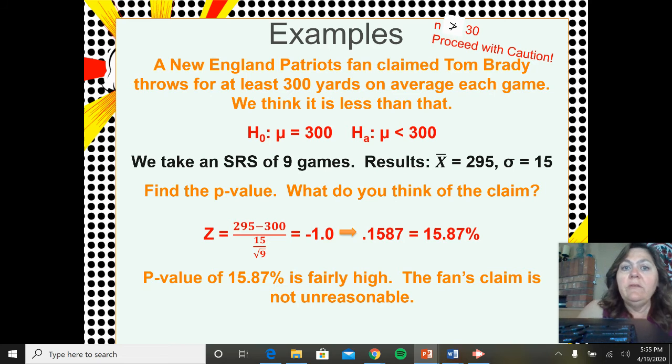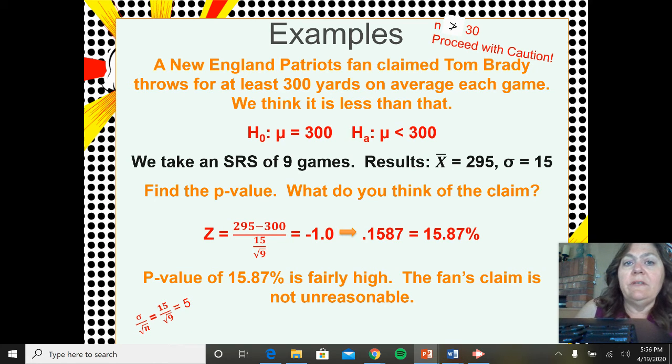All right, hopefully you notice that p-value, that's pretty high, 15.87%. So we would look at this fan's claim and say, that's not really unreasonable, right? So basically in our conclusion, we're going to say, since p equals 0.1587 is greater than alpha at 0.05, we do not have statistically significant evidence and we fail to reject H0. You have to say all of that every time, okay?